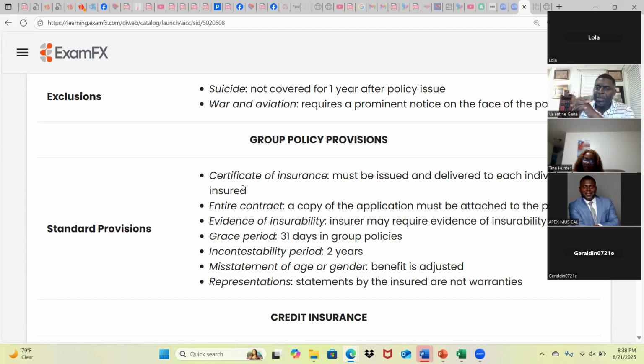Evidence of insurability. Again, for most group policies, they may require evidence of insurability, but usually they do not. Because group policies, their premiums are usually calculated just based on the average age and the ratio of men to women within that group.